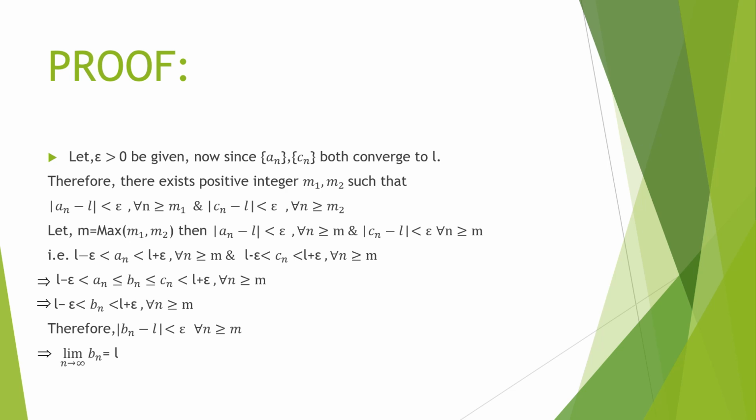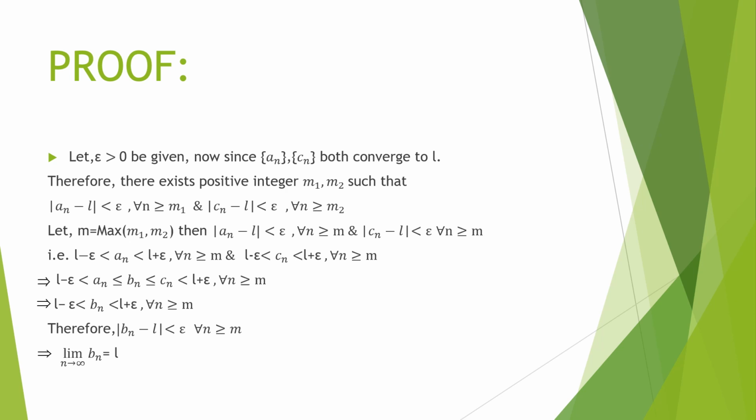This implies that L minus epsilon is less than AN is less than or equal to BN is less than or equal to CN is less than L plus epsilon for all n greater than or equal to m, which means L minus epsilon is less than BN is less than L plus epsilon for all n greater than or equal to m. Here BN lies between L minus epsilon and L plus epsilon. Therefore, mod of BN minus L is less than epsilon for all n greater than or equal to m, which means the limit of BN where n tends to infinity is equal to L.